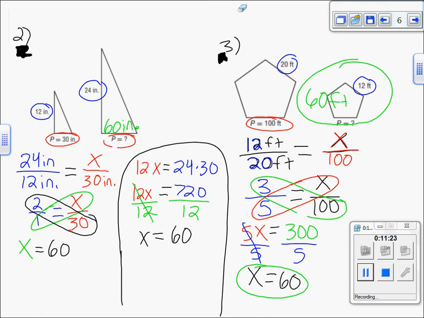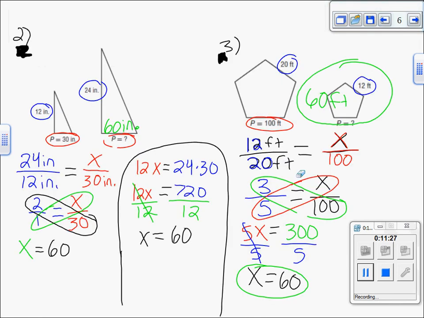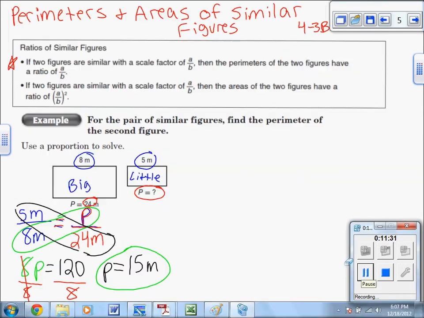So now we're going to talk a little bit about how to find the area of similar figures. Let's say you knew the area of one, but you did not know the area of the other. We're going to talk about that now.